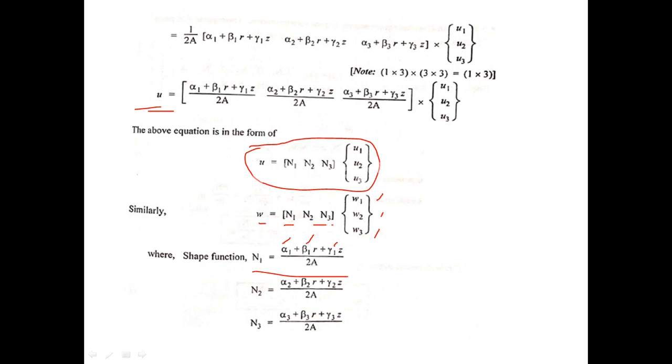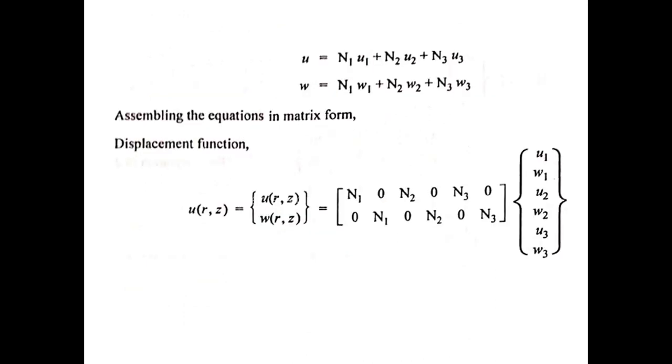Now another derivation, that is the strain displacement matrix, the B matrix. Continuing the previous derivation, u of r comma z, w of r comma z equal to [N1 0 N2 0 N3 0; 0 N1 0 N2 0 N3], multiplied with u1 w1 u2 w2 u3 w3. So we can write the equation as u is equal to N1 u1 plus N2 u2 plus N3 u3, right? And here the strain components are radial strain εr is equal to ∂u/∂r. That is simply applied in the previous equation.